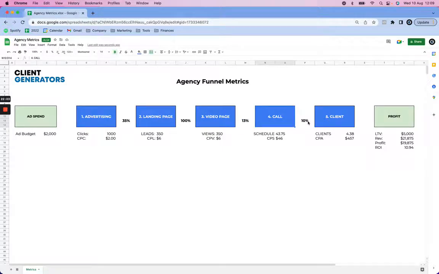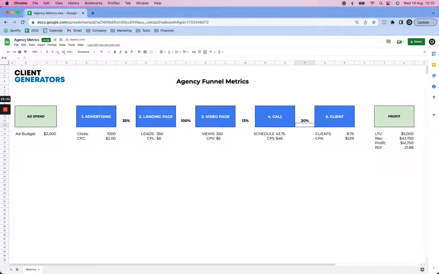Then, with the close rate, we want to get this as close as possible to 20%. Including no-shows, we want to try and get this up to around a 20% close rate. Even including no-shows, 15% is okay. But really, we want to get it up to 20%.